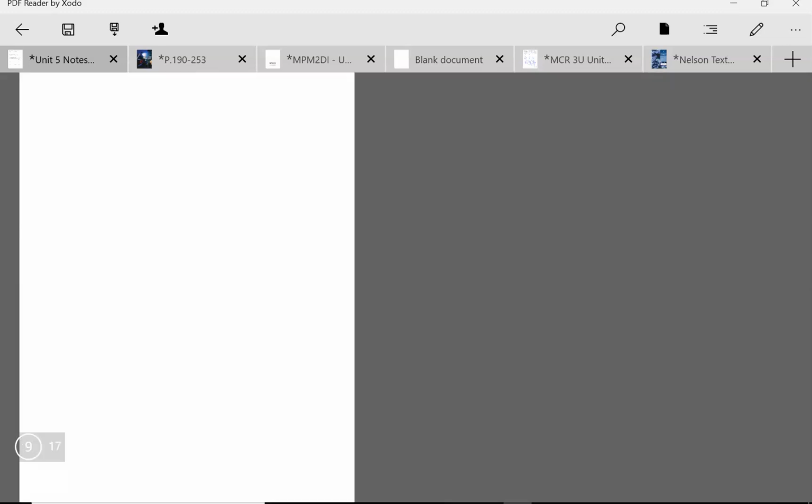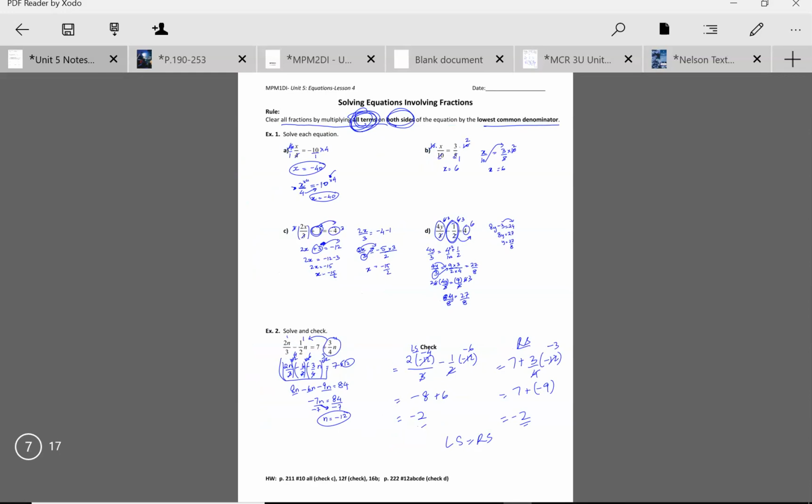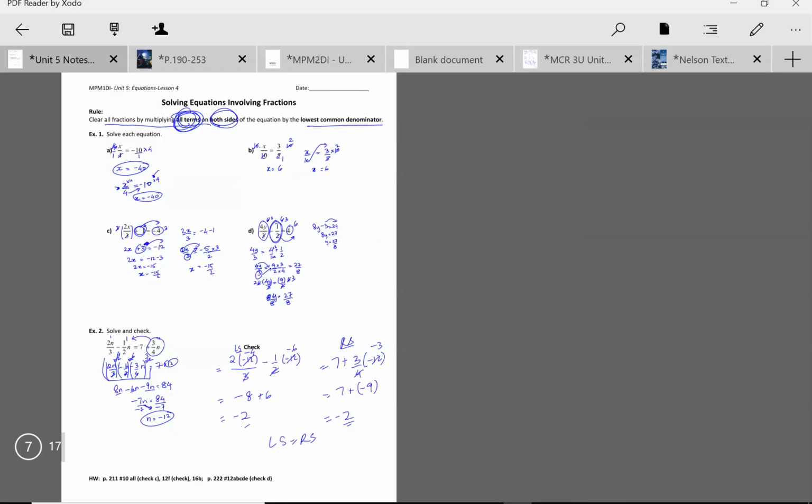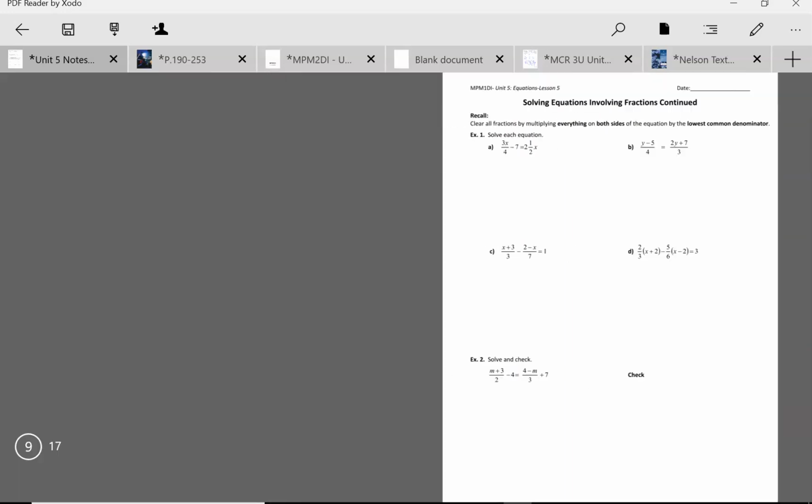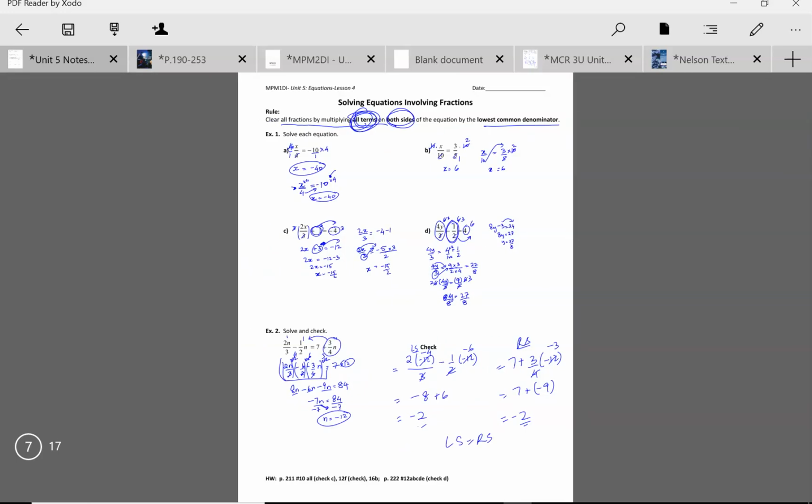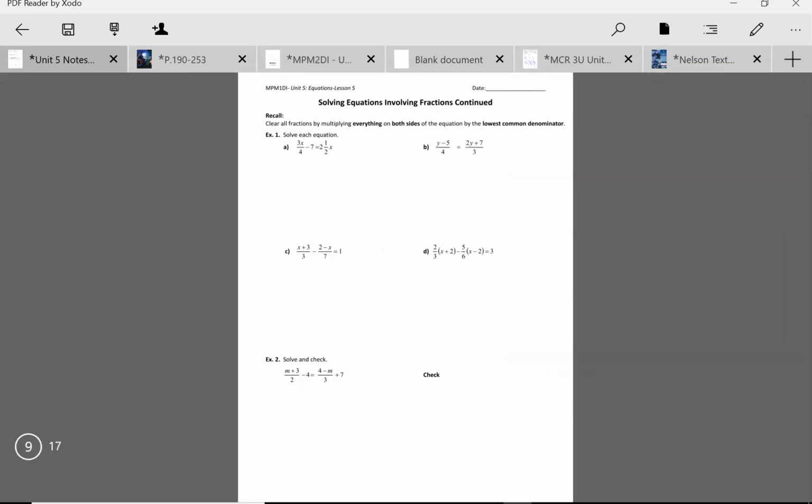That's it for this lesson. I will be back with lesson number 5. Again, hopefully we're practicing all the questions. We're making sure we understand things. But like I said, we're nearing the end of this unit. So you can actually expect some kind of assessment by late this week.